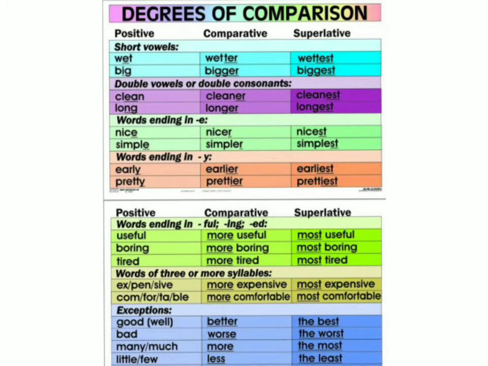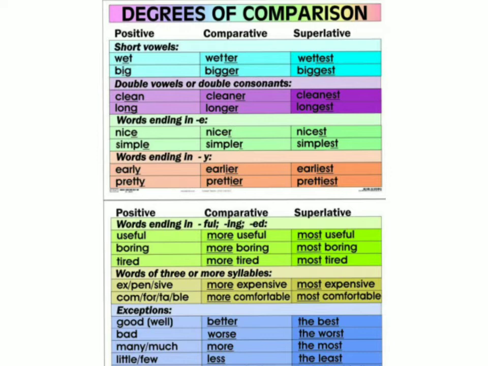I am presenting to you, children, a short table of degrees of comparison here. For the degrees of comparison, children, there are conditions. First condition, if in positive degree the adjective has a short vowel, okay, so the last letter is repeated twice in comparative as well as in superlative degree, like wet, wetter, wettest.